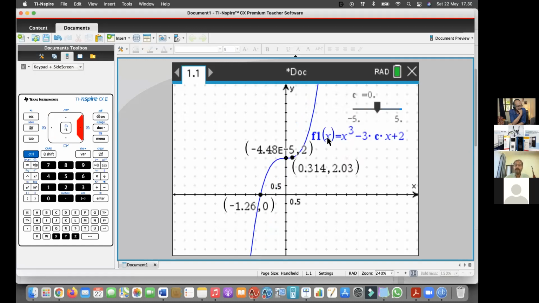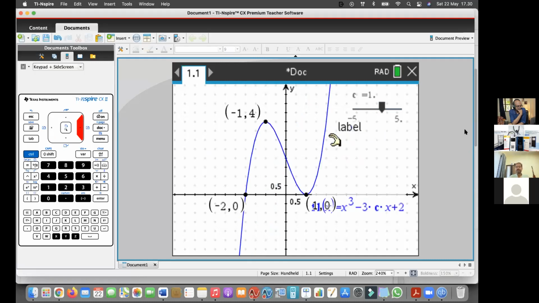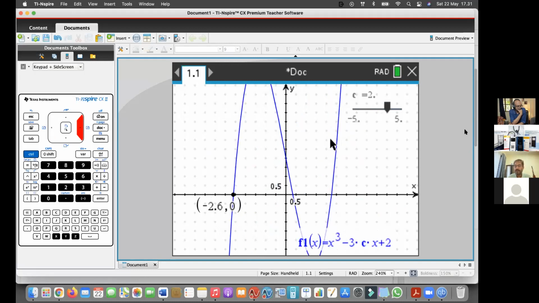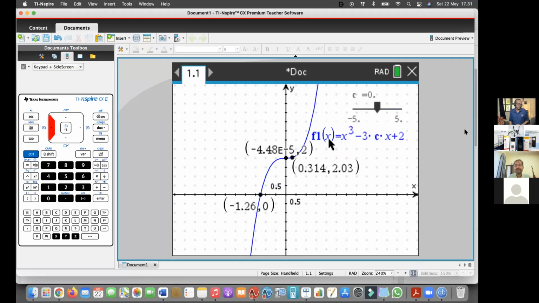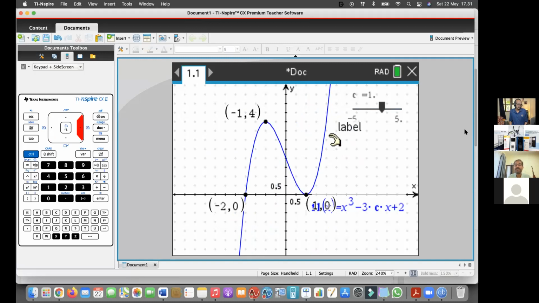Okay, so this one, c is more than 0. When we are at 0, there is 1 intercept. Okay, when we move, then there are 2 intercepts. Now we have 3 x-intercepts. Right? So 1, 2. 2 intercepts means there has to be 1 tangent because it's a cubic equation.